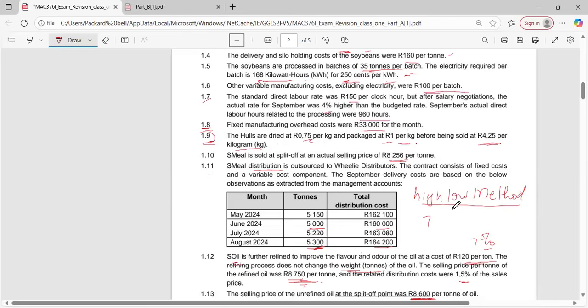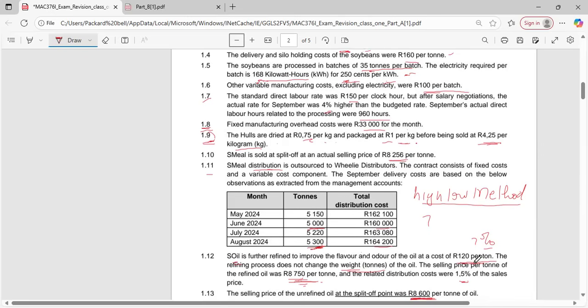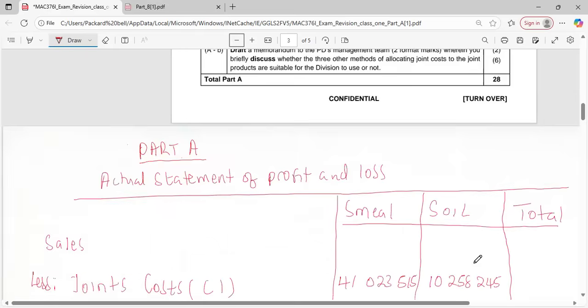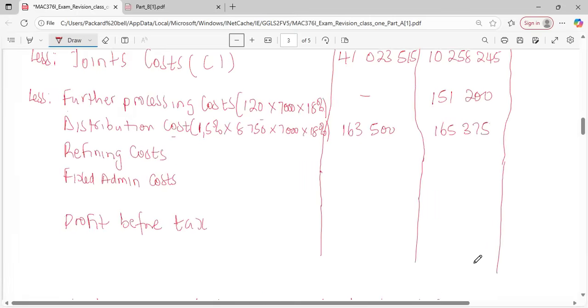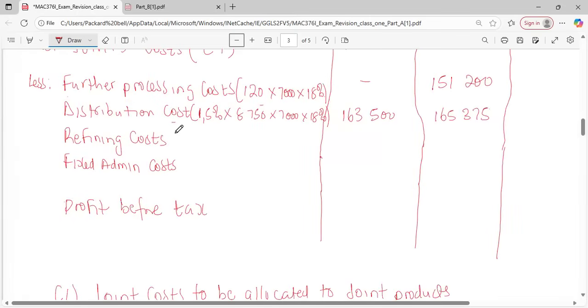Oh, it's here on top. We are refining S oil. That's 120 per ton. Yeah, that's 120 per ton. So S oil is going to be refined at 120 per ton. So it's going to be 7,000 times 18% times what? 120. How much are we going to have there?